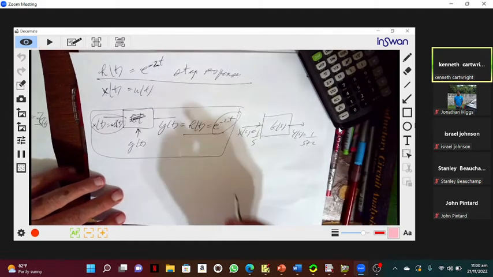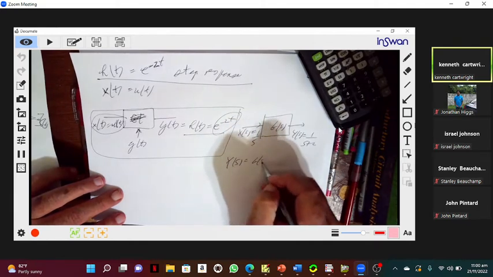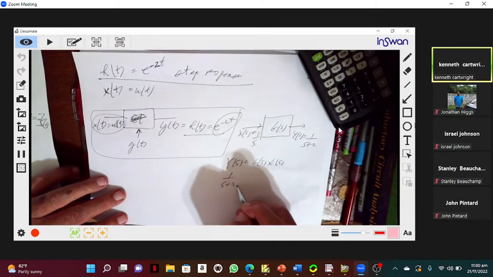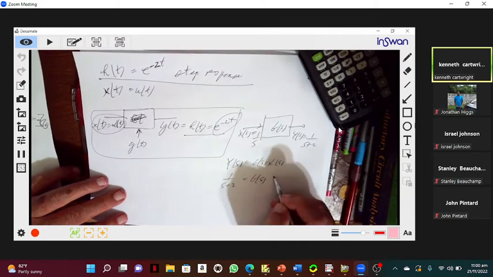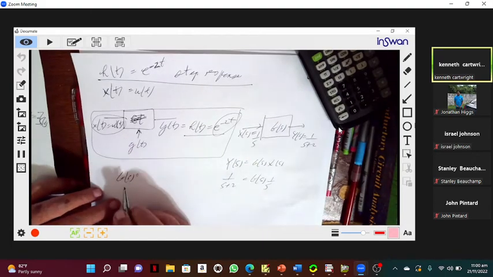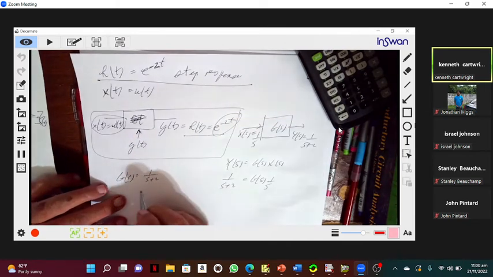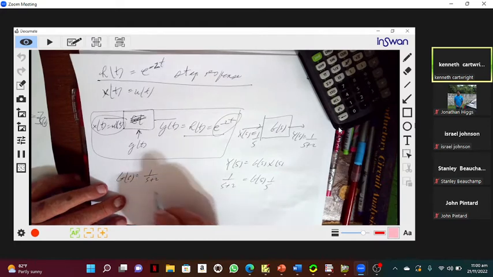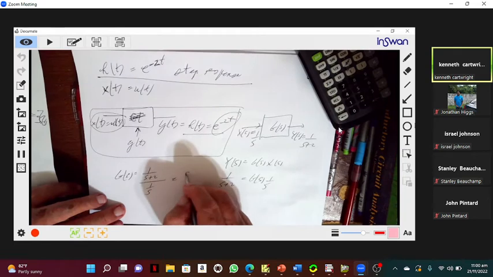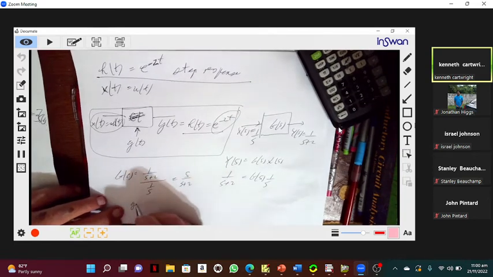So what do we know? We know Y of S equals G of S times X of S. So we know 1 over S plus 2 equals G of S times 1 over S. So we know the transfer function. The transfer function is 1 over S plus 2 divided by 1 over S, which is S over S plus 2. So what's G of T?